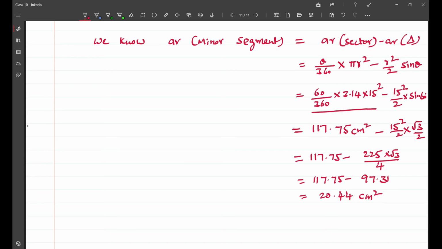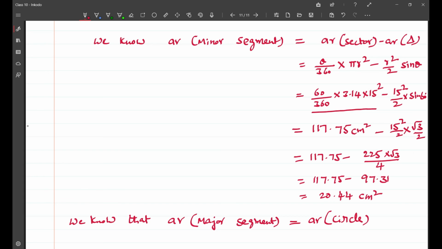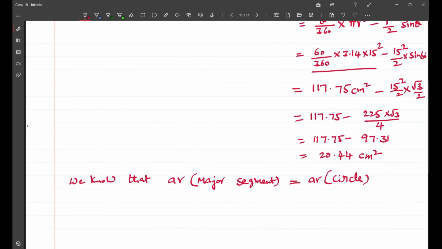Now let's find out area of major segment also. We know that area of major segment is equals to, from whole circle we will subtract the green portion, area of green portion, then we will get the area of major segment. That's why I am writing here area of circle minus area of minor segment, which you have found in first part, this one.